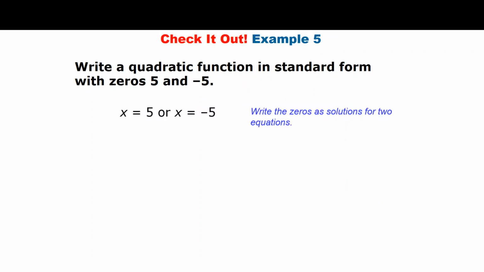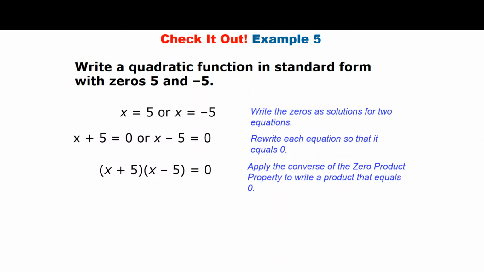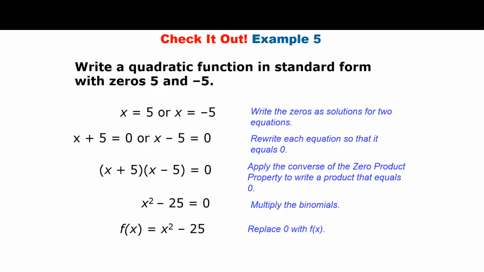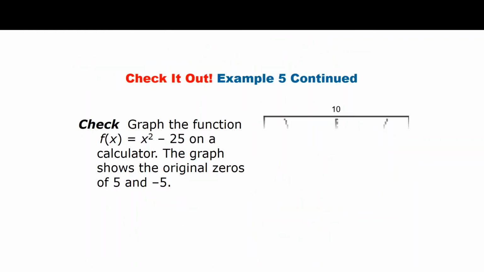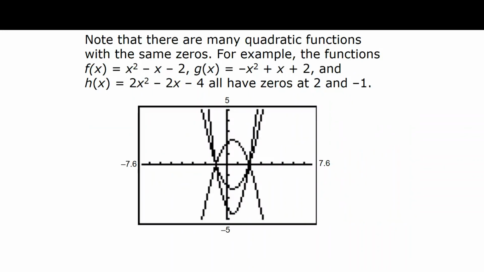And so we start out with x equals 5 or x equals negative 5. We rewrite each equation so that it equals 0. Then we apply the converse of the zero product rule. Just doing everything backwards. Multiply that out by using your FOIL. And we replace our 0 with f of x, and there you've done it. So again, you can check it out on your calculator and prove out that you did it correctly.